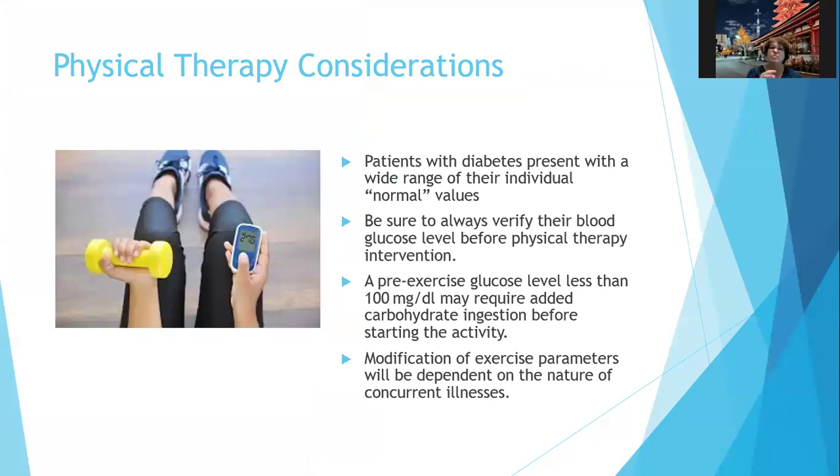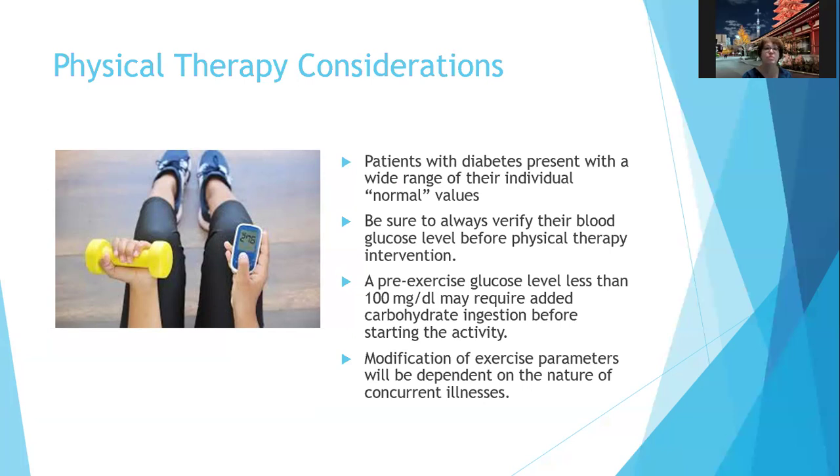So, patients with diabetes present with a wide range of individual normal values. Part of the initial evaluation, the PT might be talking with the person about what their exercise tolerance is and what their normal range of values is. Now, I talked with one person with type 1 diabetes who said when they were doing a cognitive task, like taking an exam, they wanted their blood sugar to be a little higher because their brain needed the glucose. When they were doing a physical task, they wanted their blood sugar to be a little lower.